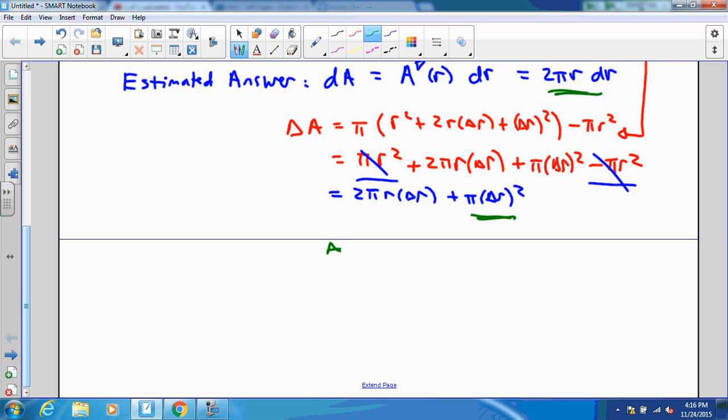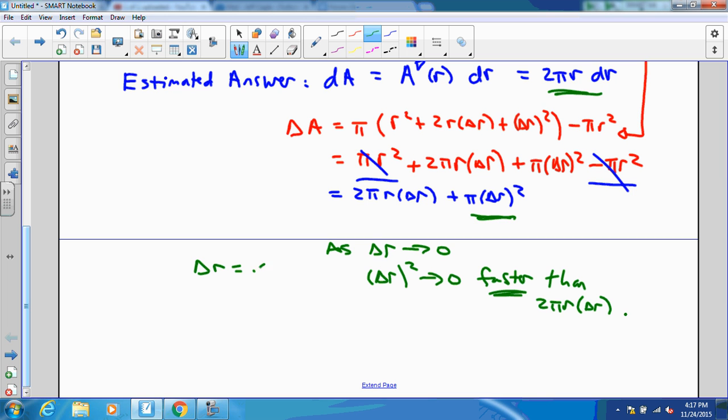And what Leibniz is going to say is that as delta r goes to 0, then delta r squared is going to go to 0 that much faster than the other term, 2 pi r times delta r. And you can see that if I take, for example, delta r is 0.001 inches or something like that, then when I square that, I'm going to get 10 to the minus 6, which is negligible in comparison with 2 pi r times delta r.